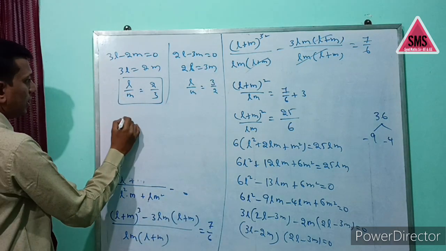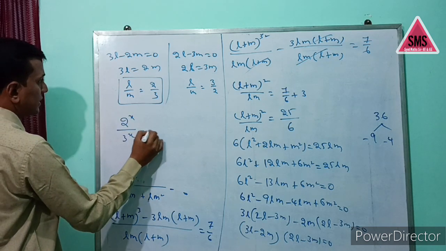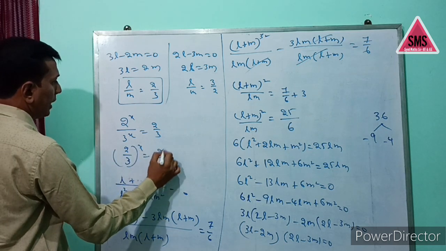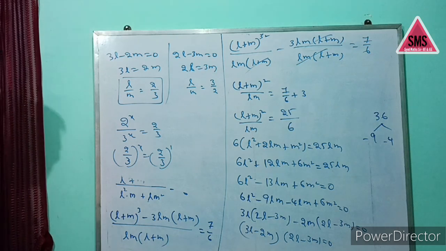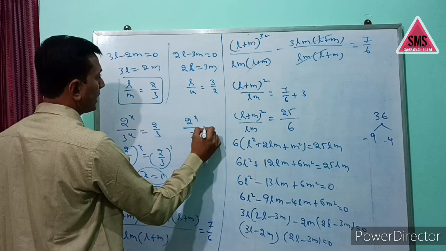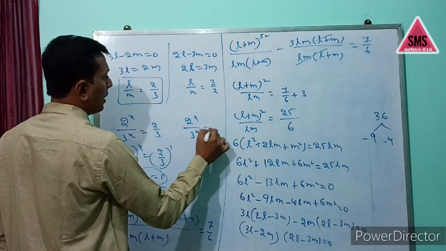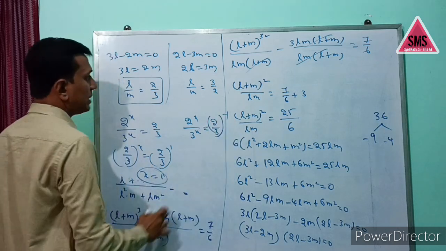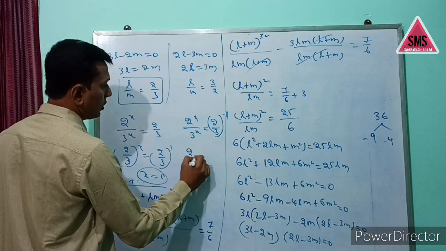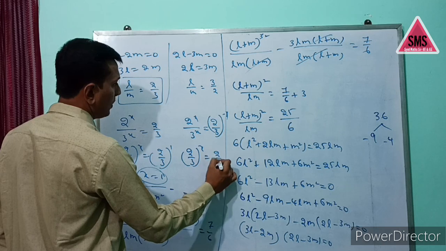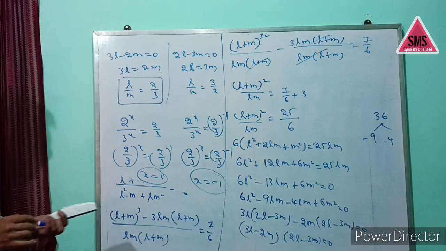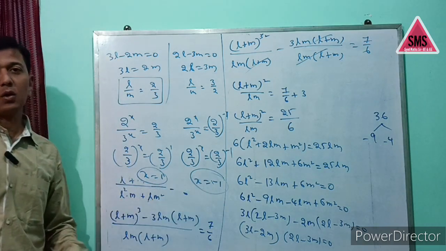But what is actually L? We consider it as 2 power x. This is 3 power x. So if you take the common power as x, then the x value is going to be 1. x is equal to 1. Similarly here, 2 power x by 3 power x is equal to, I can take the reciprocal power so that I can convert it as 2 by 3. So 2 by 3 whole power x is equal to 2 by 3 whole power minus 1, and x is equal to minus 1. So these are going to be the two roots of the quadratic equation.